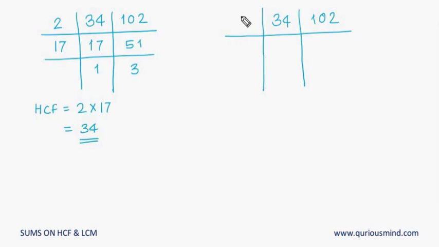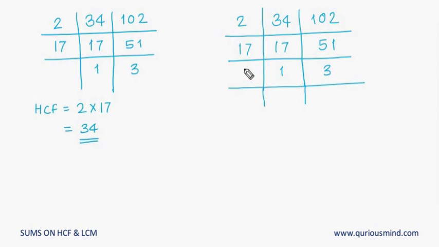So first, we'll start with 2. We get 17, 51. Then we know that we don't have any common factor up till 17, so we'll take 17. We get 1, 3. Now in this, we don't want to do anything with 1, but we want to reduce 3 to 1. So we'll take the factor as 3, and then we get 1, 1. And therefore, the LCM is the multiplication of these three factors here: 2 multiplied by 17 multiplied by 3, and that gives us 102.